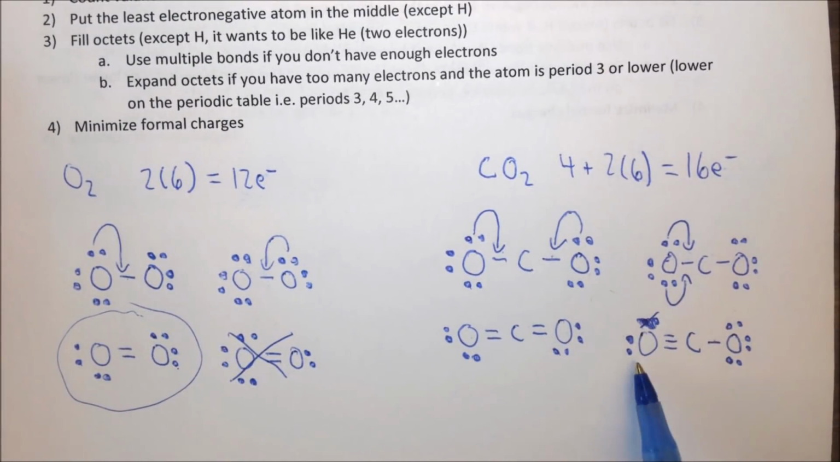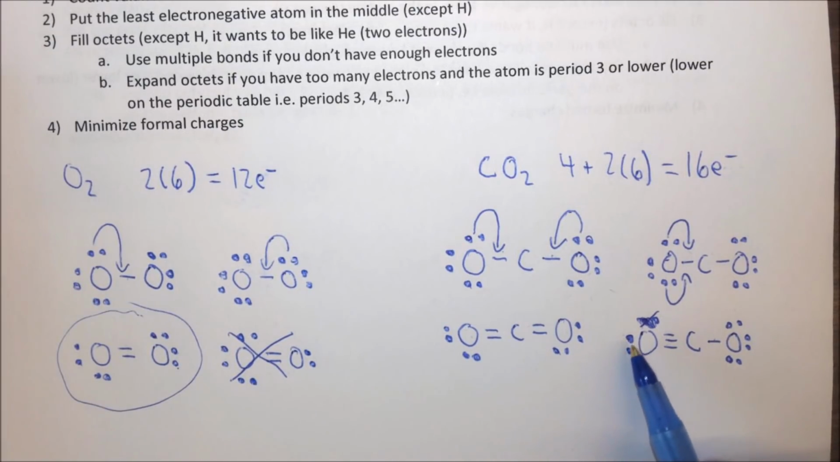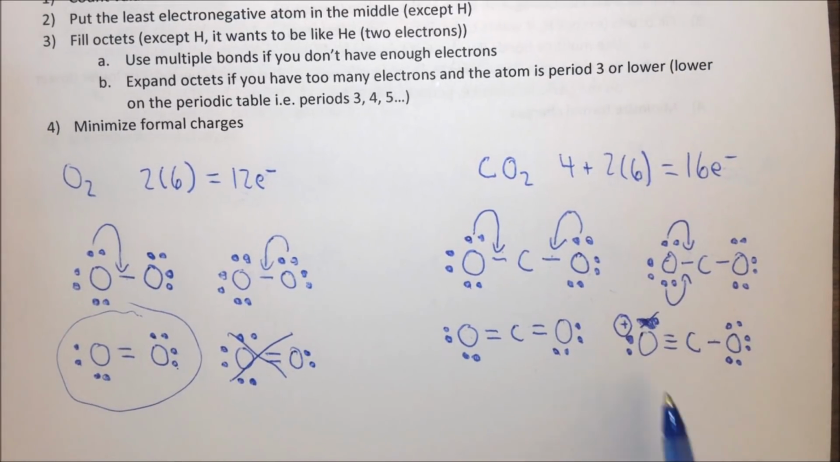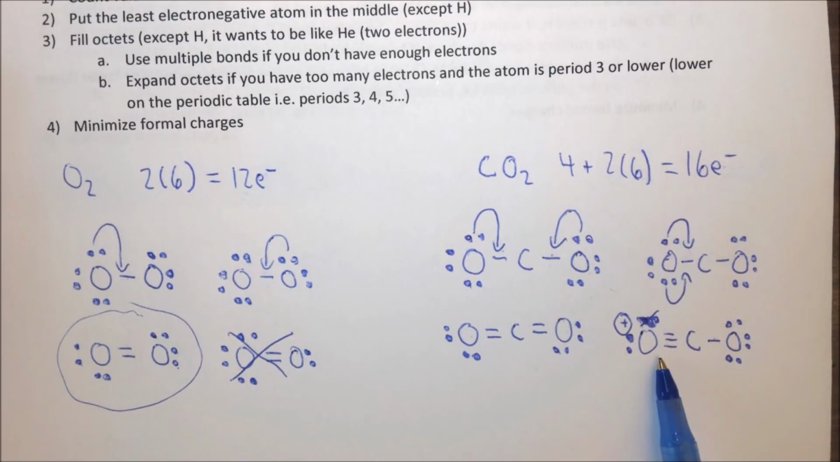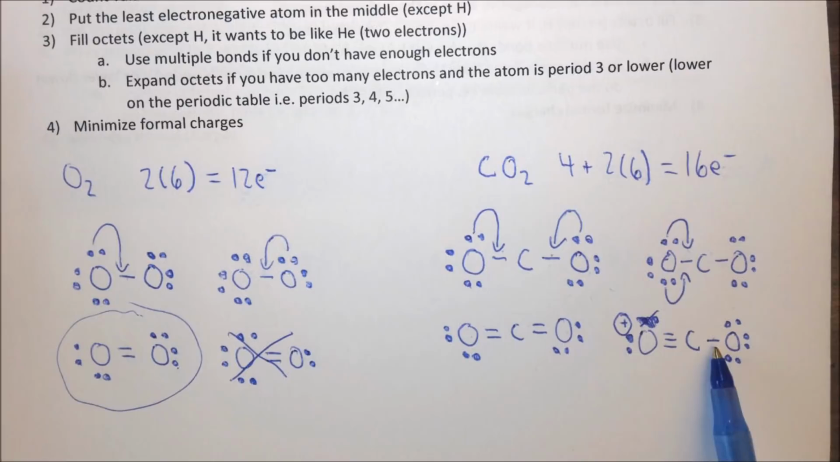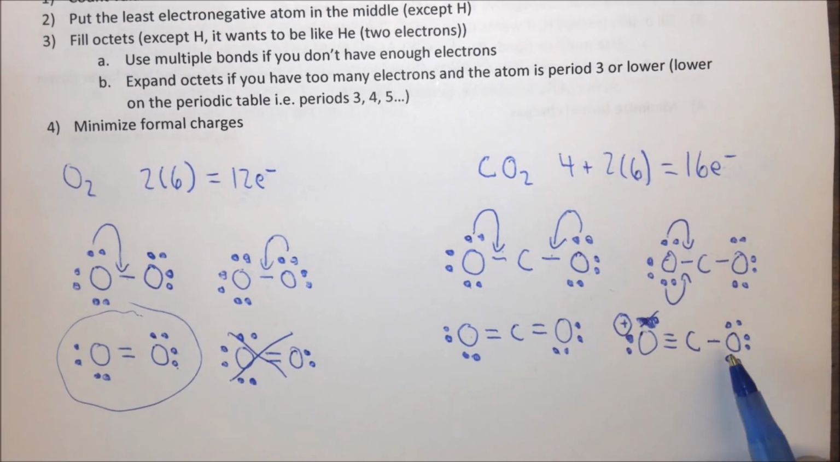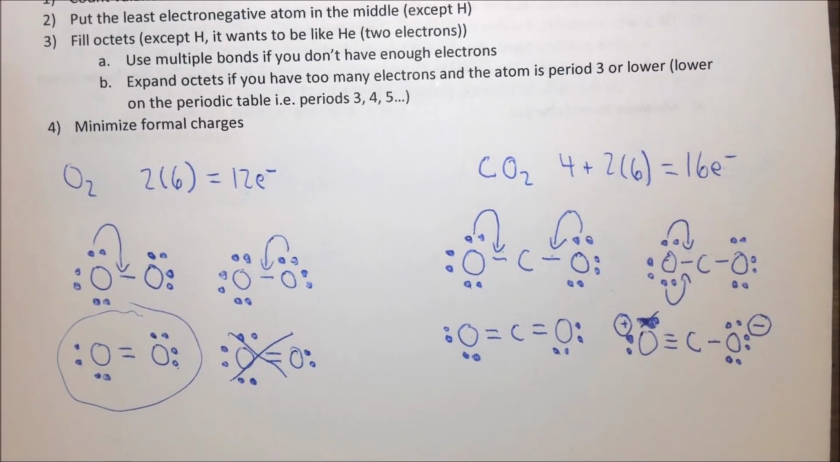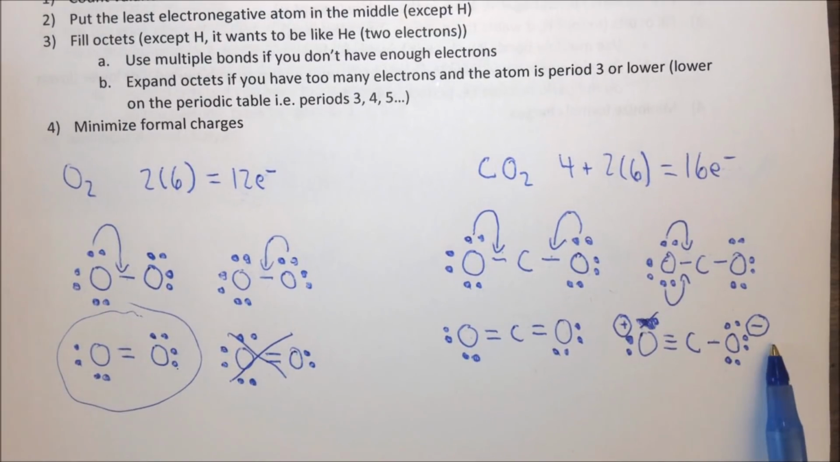That seems pretty good. How about this one? Oxygen wants to have 6 electrons around it. This oxygen has 1, 2, 3, 4, 5. It's missing an electron. Something that's missing an electron has a positive charge, because electrons are negative, so if it wants 6 and only has 5, it's going to be positive. How about carbon? It wants to have 4, it has 1, 2, 3, 4. It's neutral. How about this oxygen? It wants to have 6, and it has 1, 2, 3, 4, 5, 6, 7. It has an extra electron. Something with an extra electron is negatively charged.